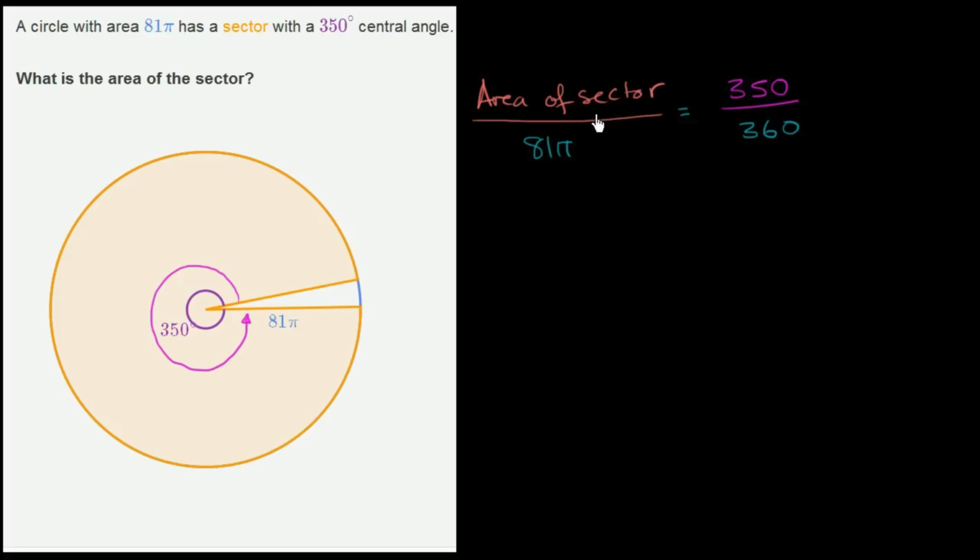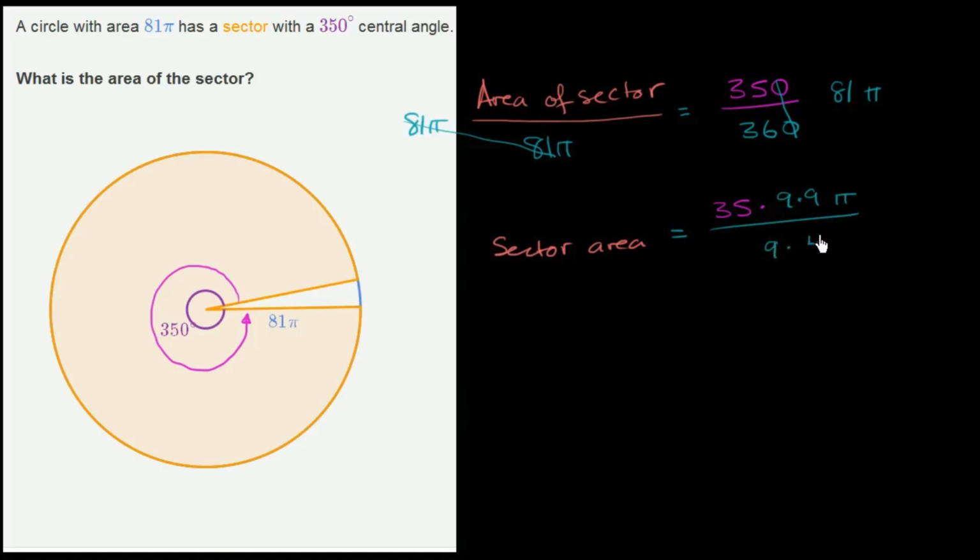And then we just can solve for the area of the sector by multiplying both sides by 81 pi. So these cancel out. 350 divided by 360 is 35 divided by 36. And so our sector area is equal to, let's see, in the numerator we have 35 times 81. Let's see, that's going to be 9 times 9 pi. And in the denominator I have 36.